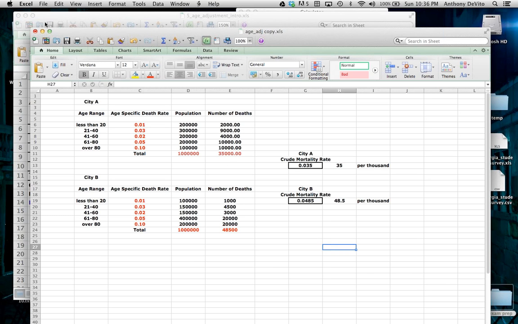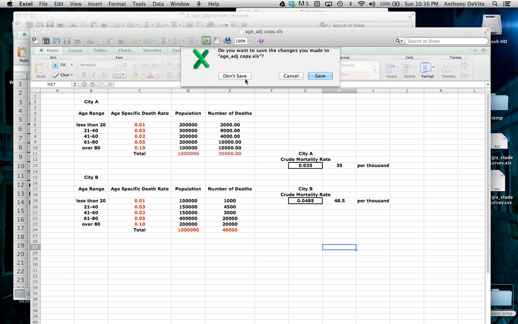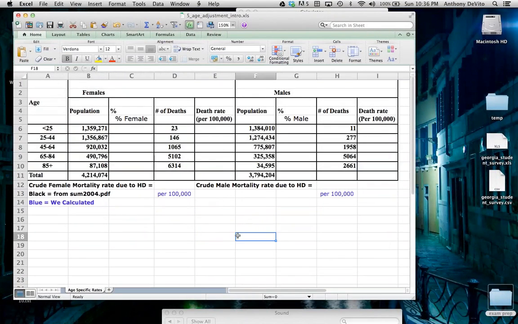So I'm going to open up another file here, and close that off. Okay, so let's take a look at the comparison of mortality rates due to heart disease for males and females in New York City. This is to some degree legitimate data. So I'm going to look at the death rate per 100,000 for females in this age group, less than 25.